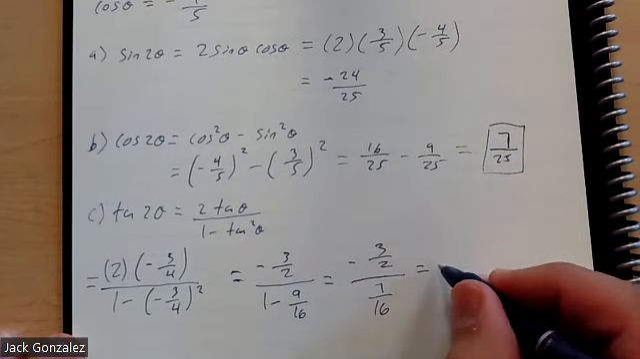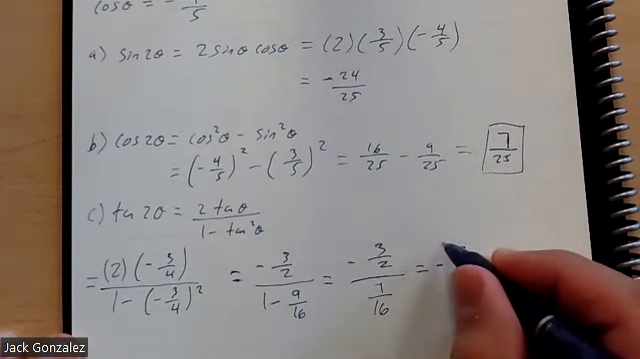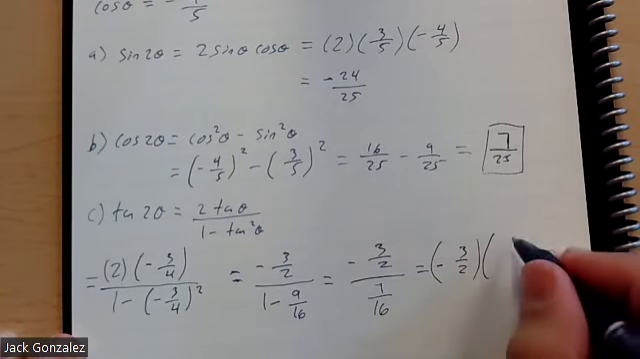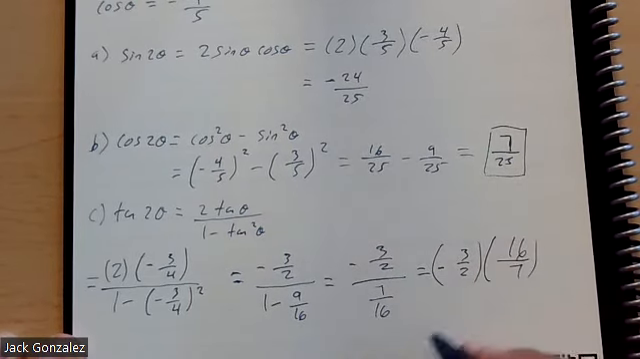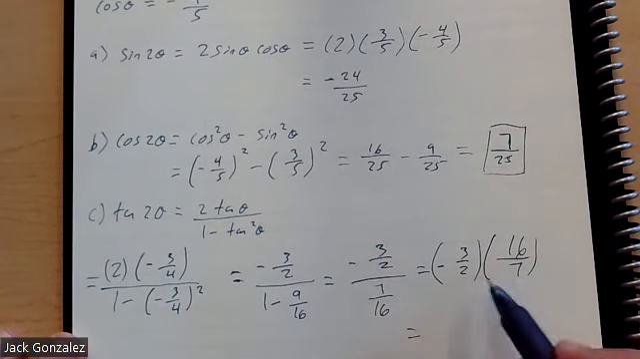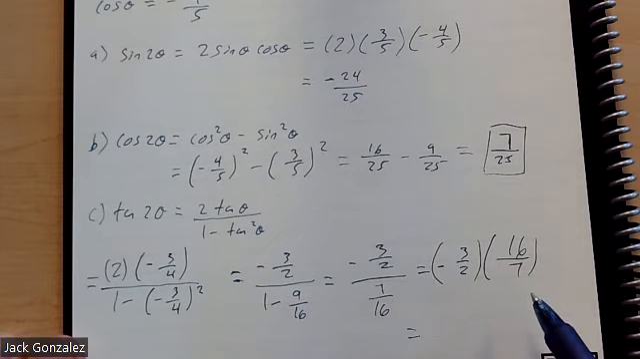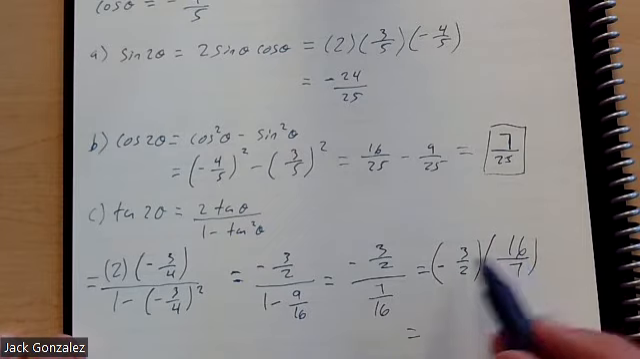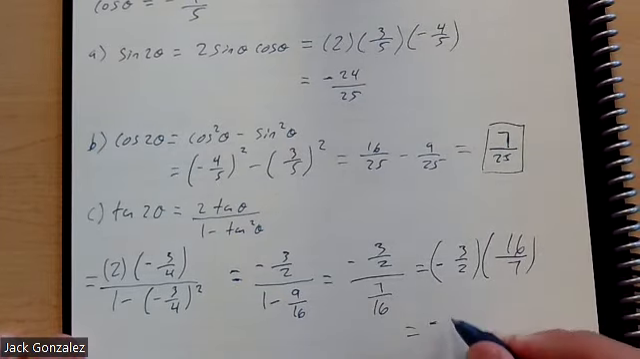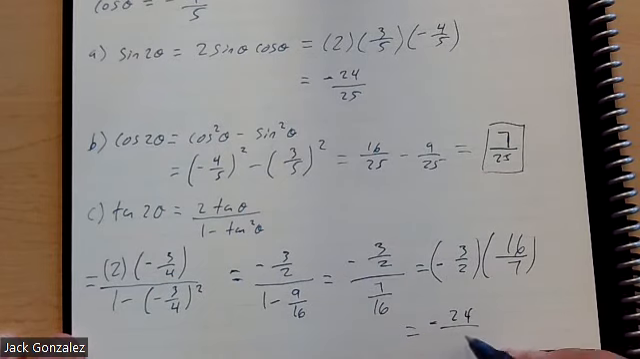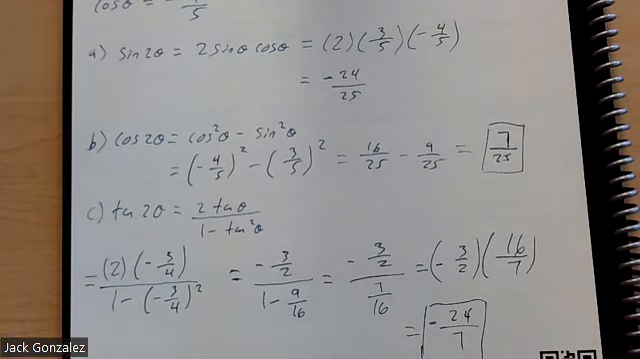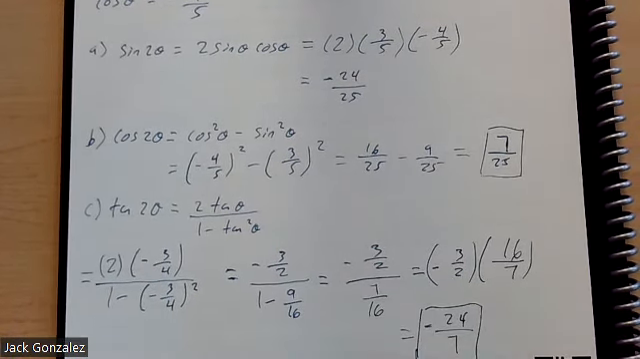That'll be -3 halves times 16 over 7. So this will reduce to 8. 3 times 8. Okay, there it is. All right, that was annoying. There it is. Any questions on the fraction step? That okay?